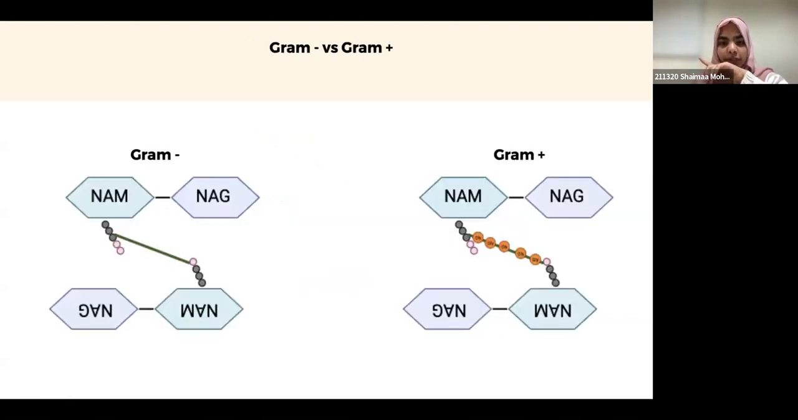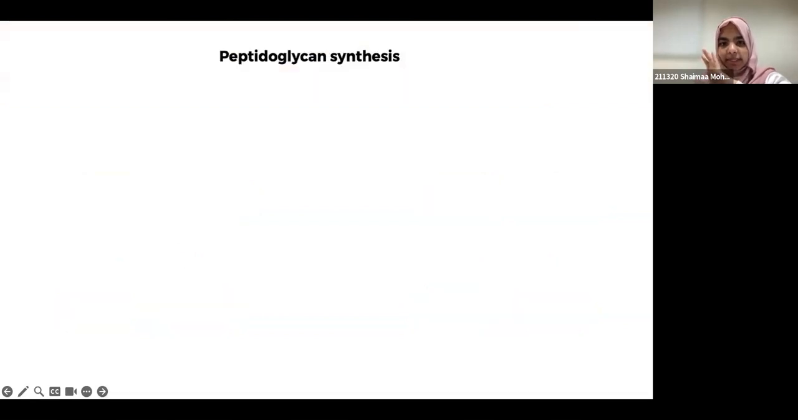One more thing is that there's a difference between the cross-linking of gram-negative and gram-positive bacteria. In gram-negative, it's a thin peptidoglycan wall, so it doesn't need that much cross-linking. It's pretty much just a direct cross-link between this third amino acid and the D-alanine, okay? But in gram-positive, you're going to need a stronger cross-link. So you're going to have 5 molecules of glycine that cross-link the amino acids between the peptide chains, okay? So that is for the peptidoglycan synthesis.